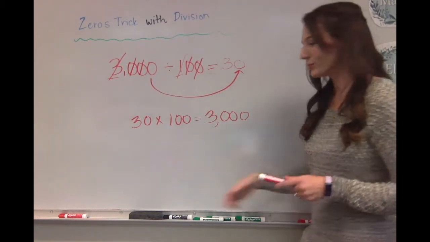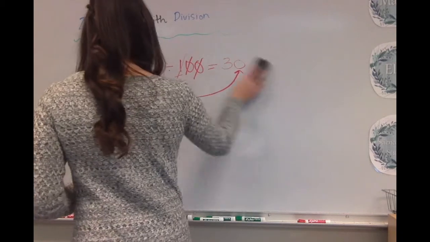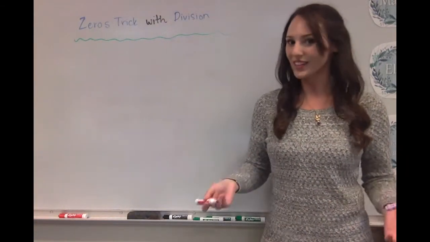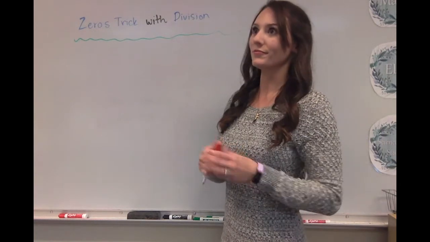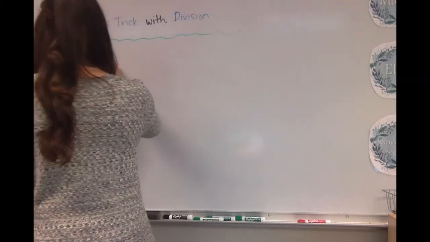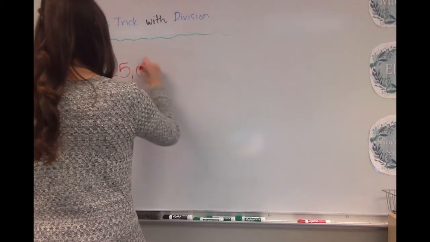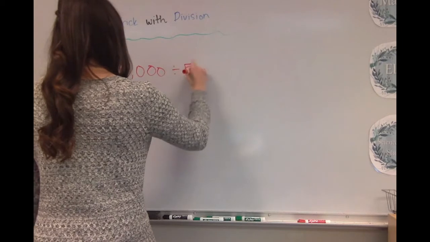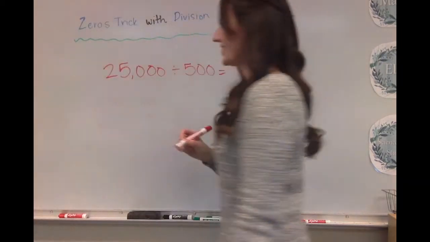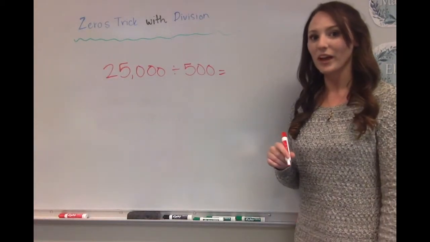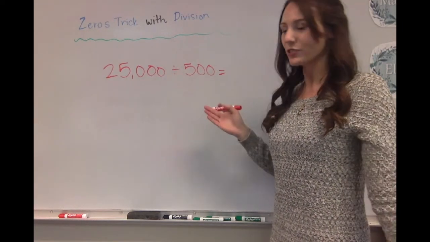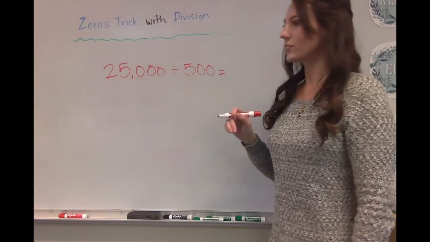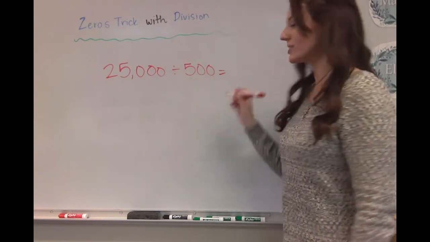Okay, let's do one more problem. We're going to be doing a little bit bigger of a problem. That's okay. It's going to be 25,000 divided by 500. Okay, 25,000 divided by 500. I'm going to ignore my zeros to start off with, just like normal. Look at those digits that aren't zeros. I have 25 divided by 5. That's going to be 5.